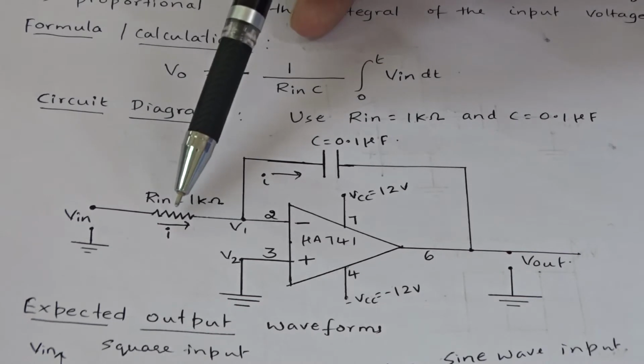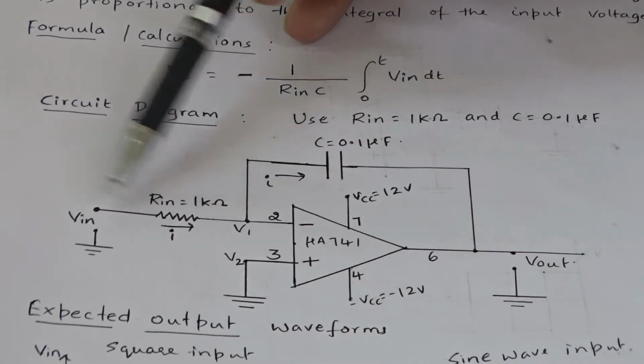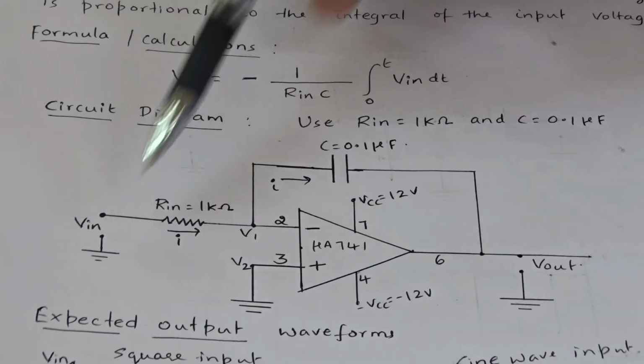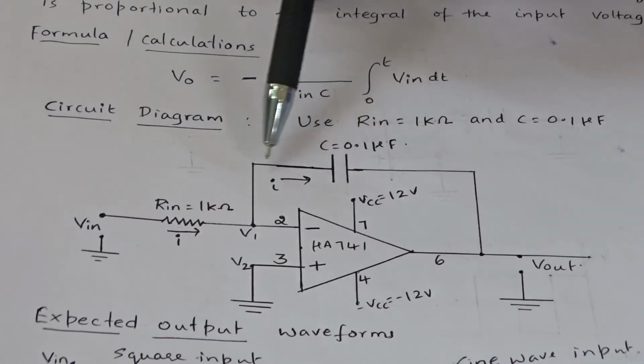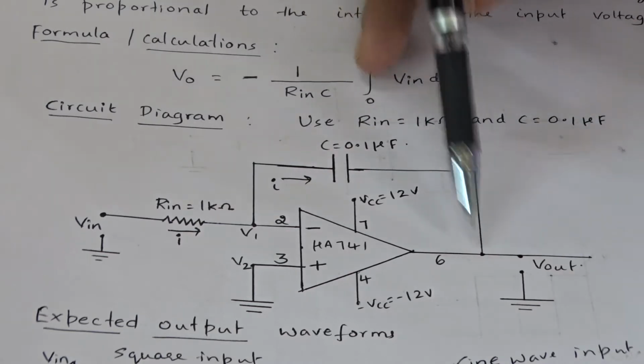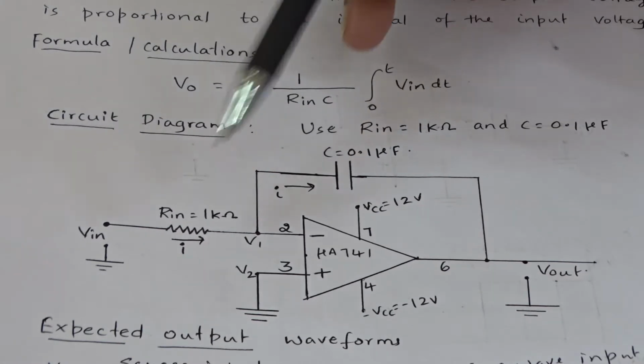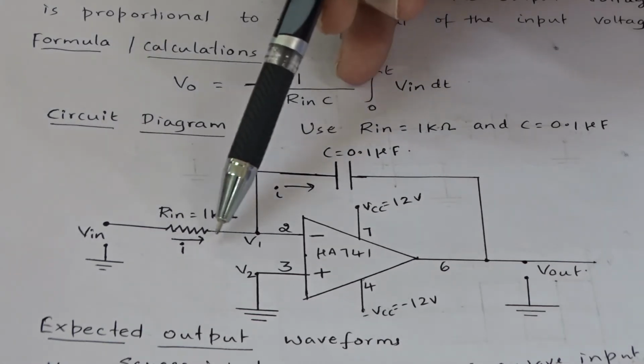Here I used one resistance connected to the inverting terminal, and to the other end of the resistance I gave the input voltage. I used one capacitance connected as a feedback element, from the inverting terminal to the output. The current flowing through this capacitance I call I, and the current flowing through this resistance I also call I.